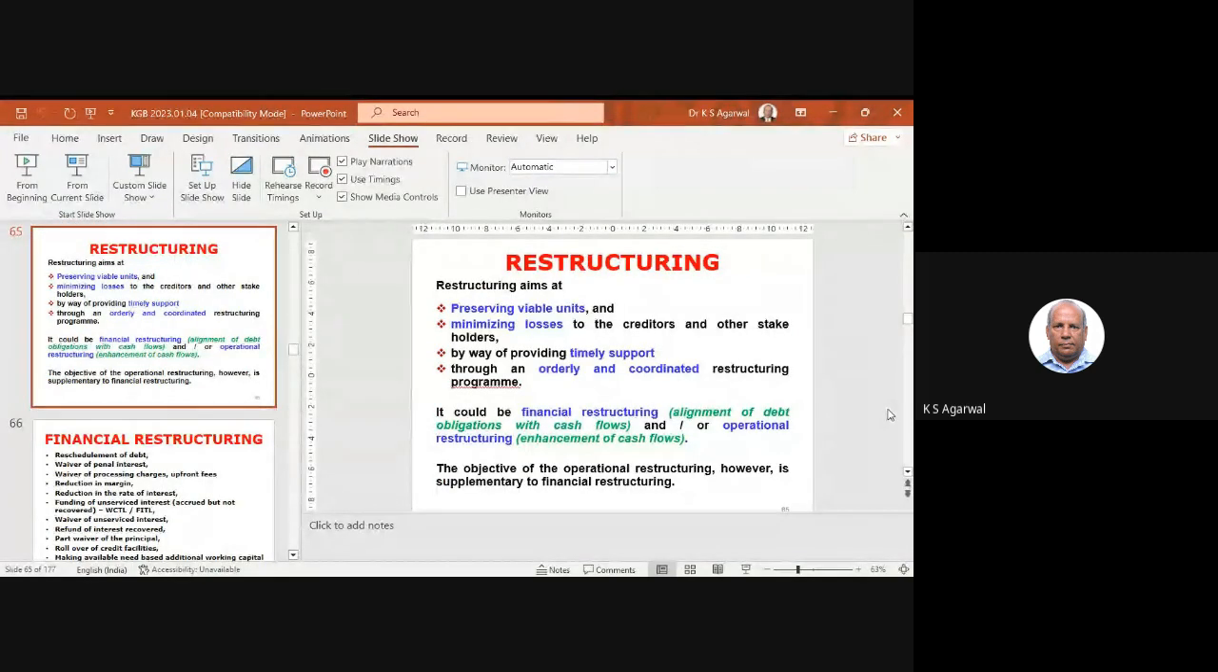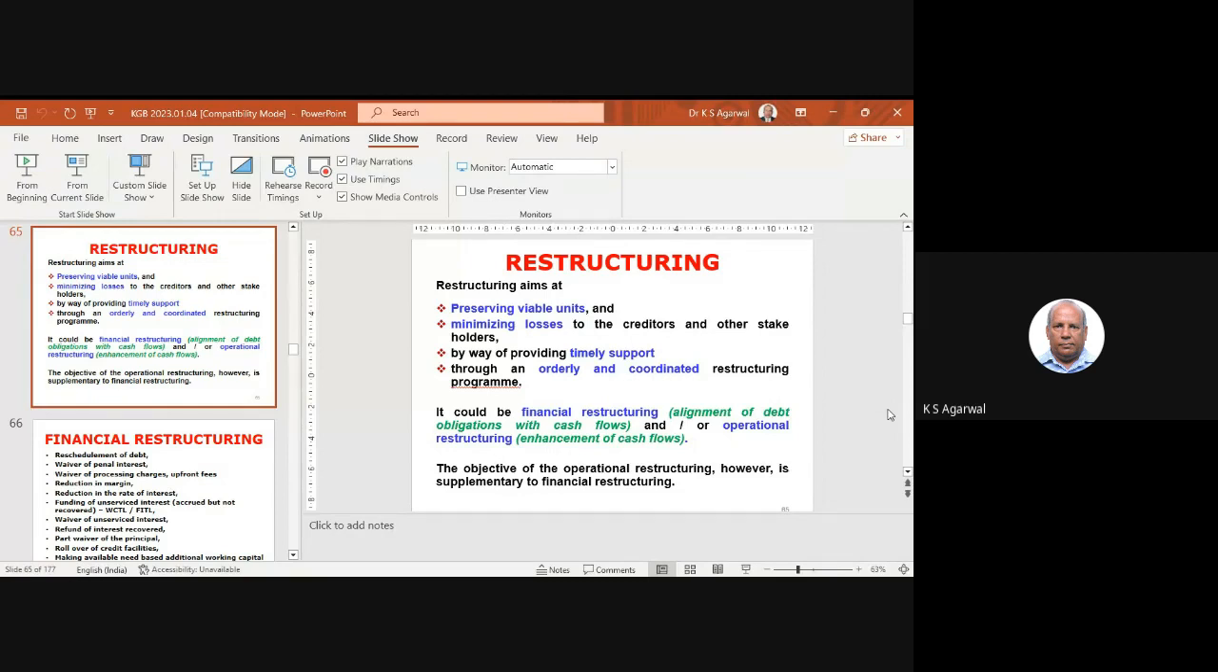Restructuring. Restructuring means changing the terms and conditions of the sanction. In one word, what is the restructuring of an advance? I am changing the terms and conditions of sanction. So restructuring aims at preserving viable units. The unit should be viable: if it is in difficulty, but over a period of time it can repay, it is a viable unit. And it aims at minimizing losses to the creditors by way of providing timely support through an orderly and coordinated restructuring program.